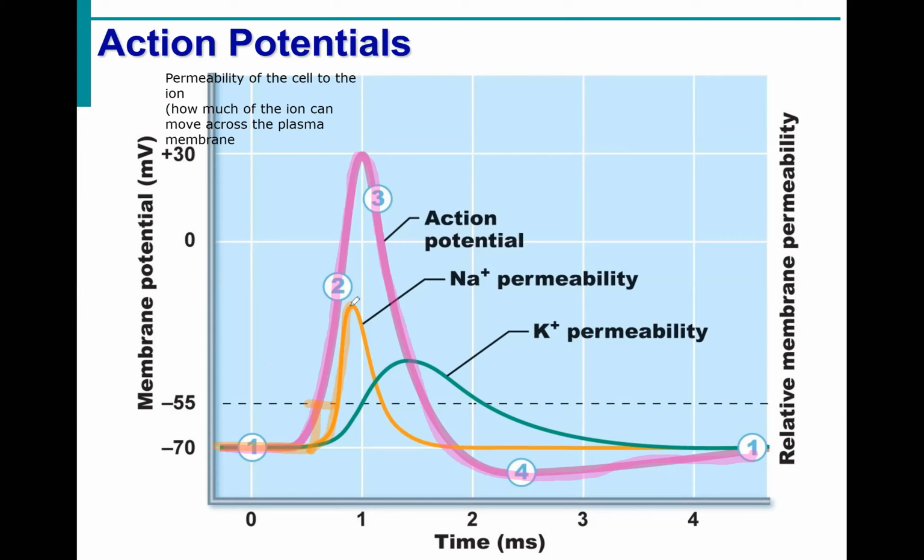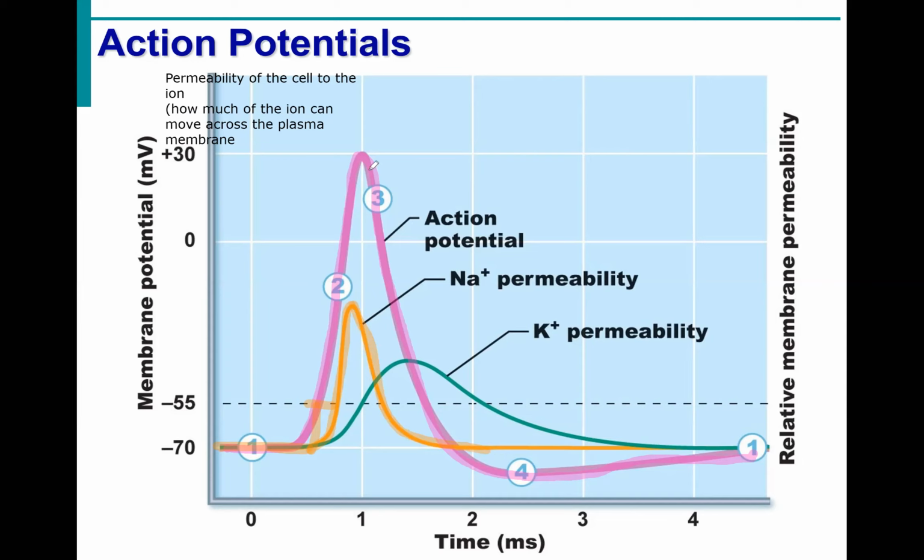But then, just as quickly, that ball of the ball and chain wedges itself in there. And when the ball of the ball and chain wedges itself in there, suddenly sodium can't enter anymore. And so just as quickly, the permeability of sodium goes back down to 0.